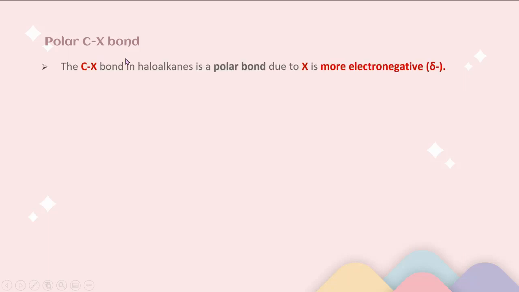So next, we want to look at another important feature of haloalkanes or alkyl halides. It's the polar C-X bond. So the C-X bond in haloalkanes, this C-X refers to a C-F bond, C-Cl, C-Br, or C-I bond. They are all polar bonds because the halogen X is more electronegative. And we can use the symbol delta negative on this halogen. And then this results in the carbon atom being electron deficient, or delta positive. So the halogen is electron rich and the carbon is electron deficient.